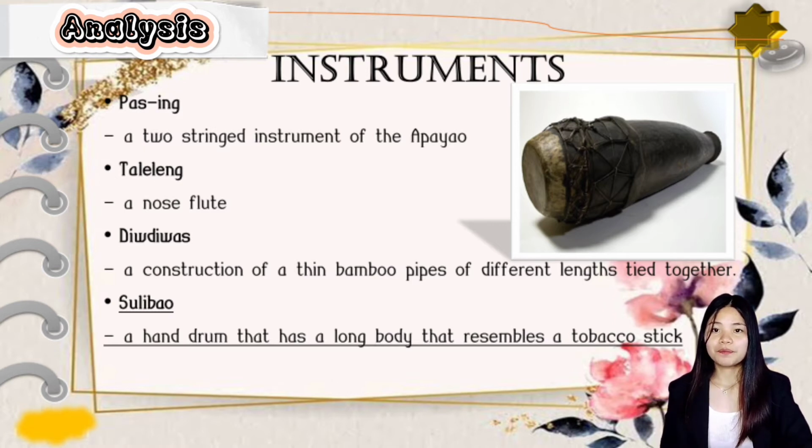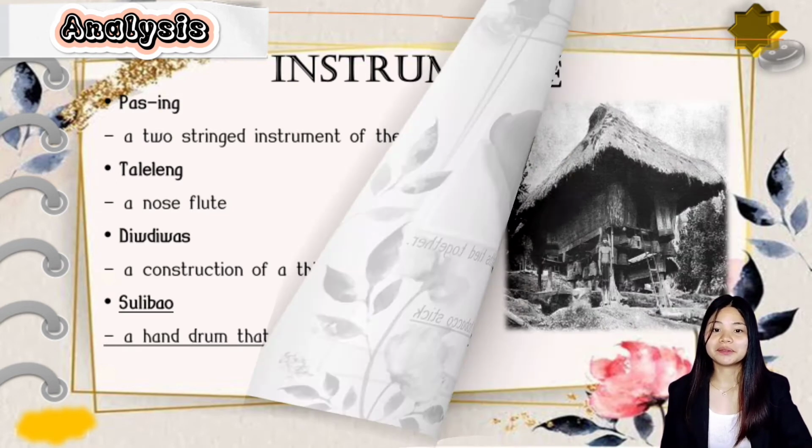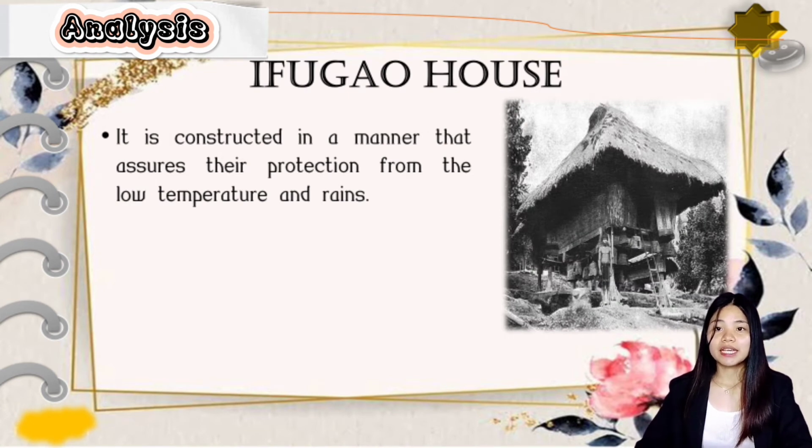As you can observe, their musical instruments are made of wood because at their time they didn't have access to the materials for making the instruments that we have today. In the next slide, you can see an Ifugao house. It is constructed in a manner that assures their protection from low temperature and rains. It is a typical bahay kubo made of nipa, wood, or even bamboo.